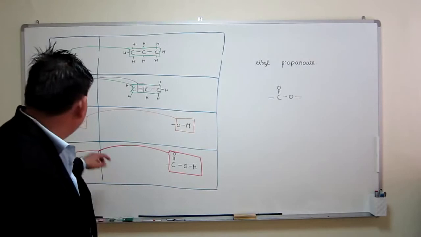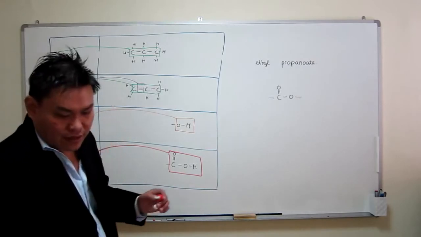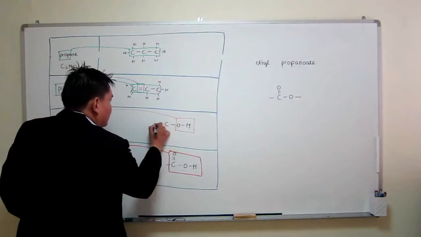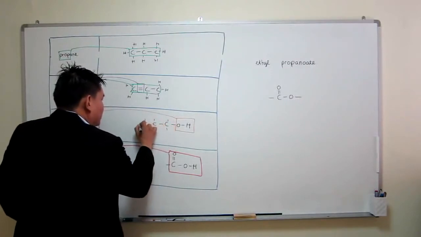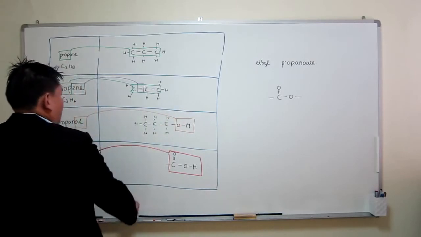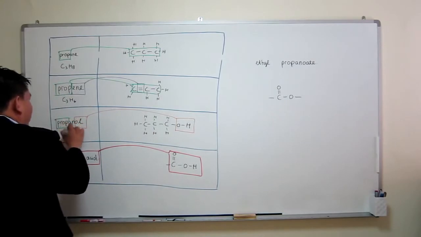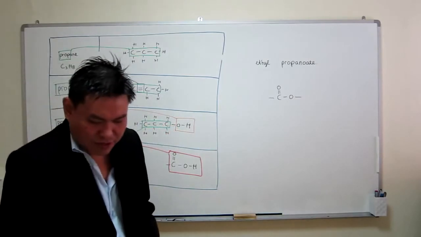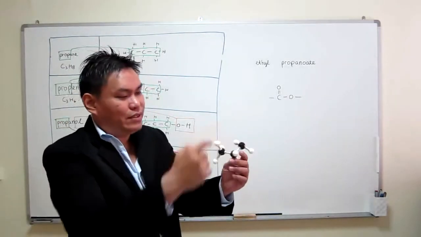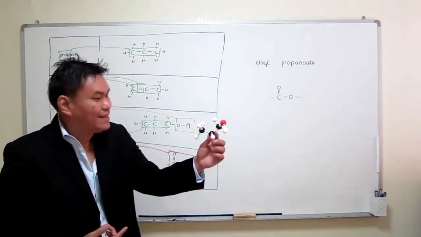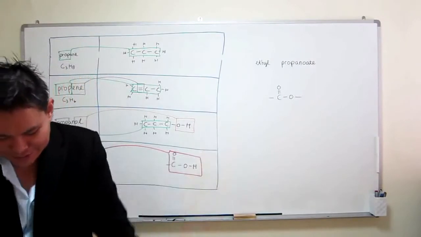The next one, propanol, contains OH, and it must contain 3 carbons. So we must draw 3 carbons connected to it, and the rest, of course, you must plug in all the hydrogen. Right? Again, prop means 3 carbons. The molymod model for this is very simple. 3 carbons must contain OH somewhere. Propanol, right? Very simple. This is the model for that.